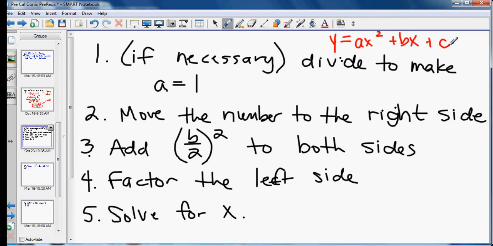Second, which we did do in the first example, is to move the constant to the right side. So the number all by itself, the constant, needs to move all by itself. Usually the way it's written is to the right side, but it needs to be away from the variables. Then you add b over 2 squared to both sides. So you divide the b by 2, then square it, and add that number to both sides. You will then factor the left side, write it as a squared term, because it should be the same thing for both, and then solve for x. Don't forget to put the plus or minus in front of the square roots when you do that.